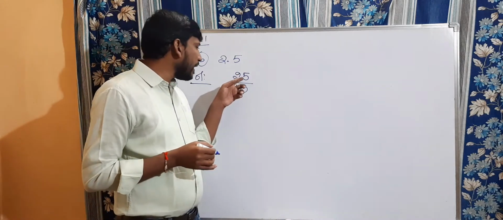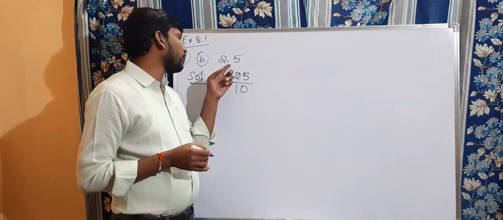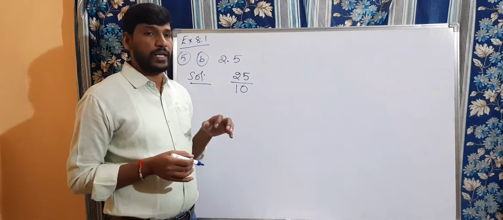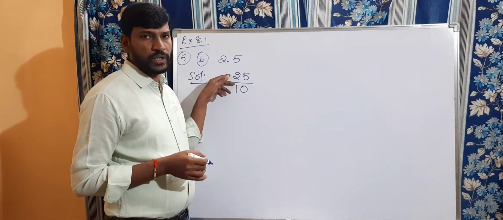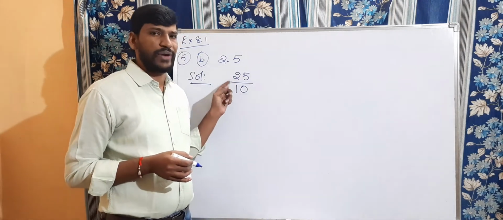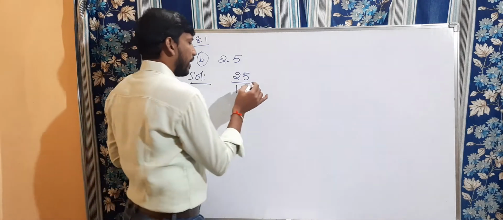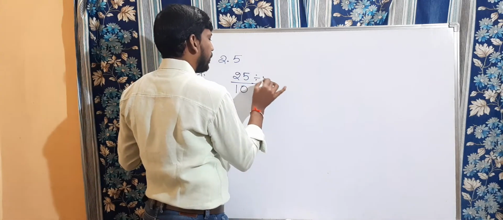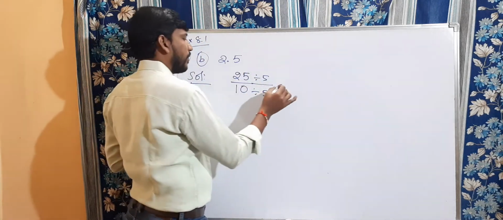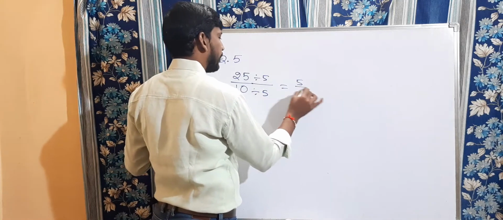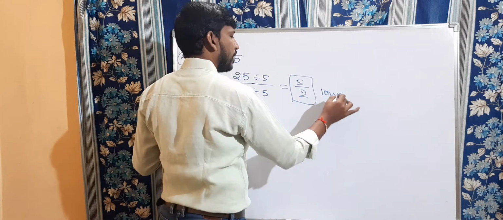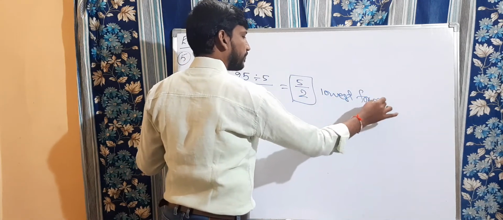Now, after getting the fraction, whatever the value 2.5, we should convert into fraction form. After converting into fraction, if there is any cancellation, see here, 25 and 10 both are multiples of 5. We can cancel in the 5 table. So divide the numerator and the denominator by 5. 25 divided by 5 is 5, and 10 divided by 5 is 2. So this is the lowest form.